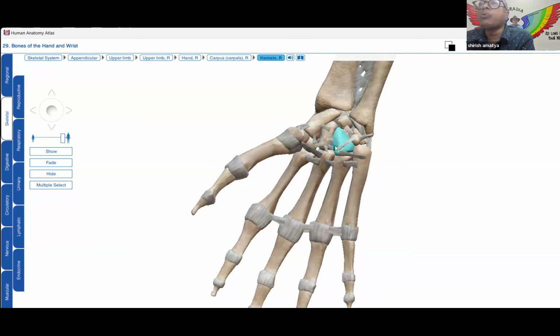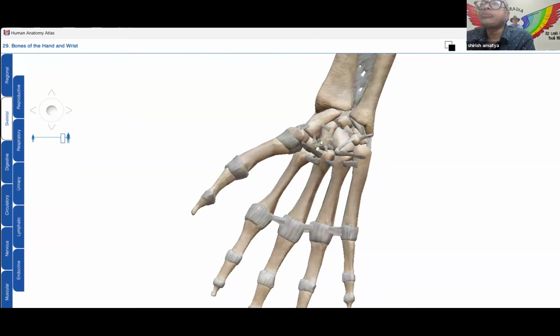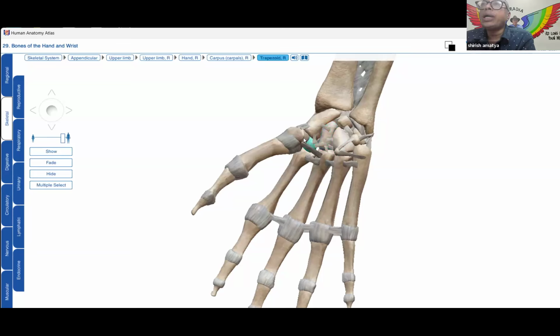So this is the hamate with a hook of hamate. Okay, so hamate, capitate, trapezoid, and trapezium. These are the various carpal bones, and these carpal bones articulate with the 5 metacarpals, and then finally with the various phalanges.